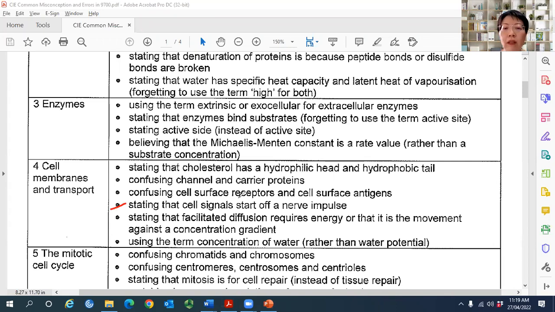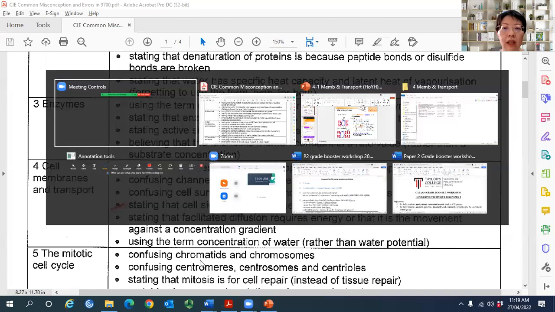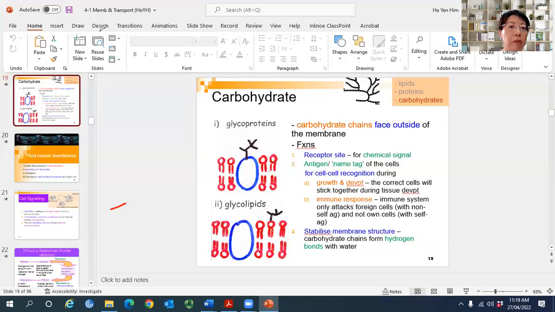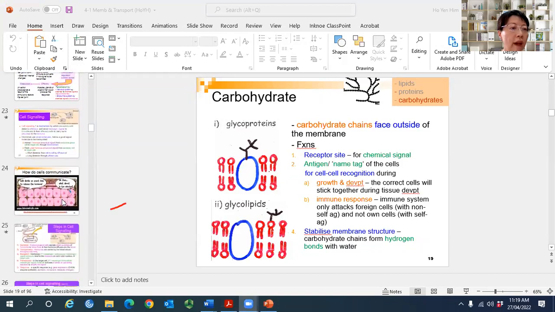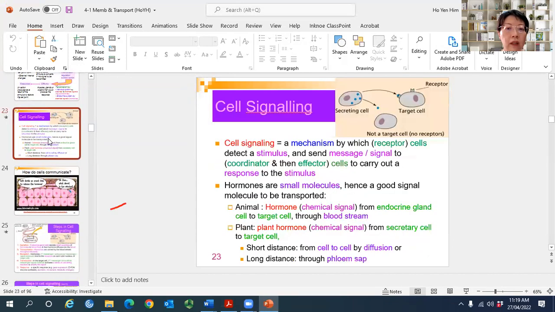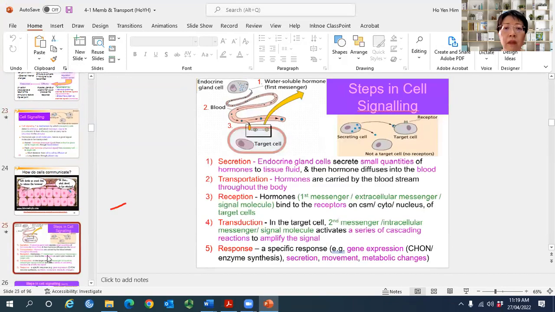Every time they talk about cell signaling, you go back to your AS syllabus. What exactly about cell signaling are you supposed to learn? Those are the things they're supposed to be mentioning. So these are the 5 things in your cell signaling that you need to remember. The 5 things, these 5 things here, right?